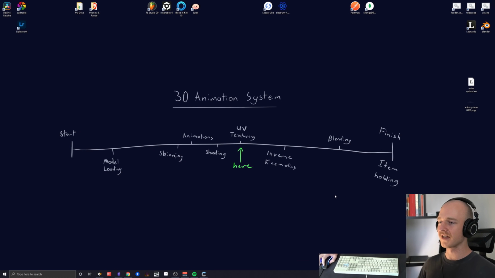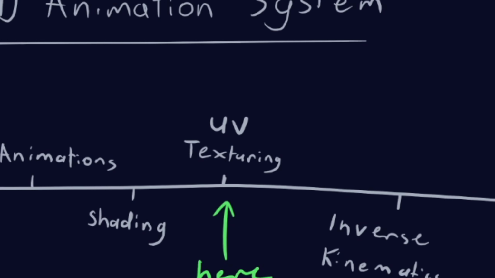This video is going to be quite a special one because we are moving on to a little something known as inverse kinematics in the 3D animation system. Last video we finished UV texturing, but now it's time to finally research what actually goes into IK, how it gets implemented, how we do it, because I have absolutely zero idea.